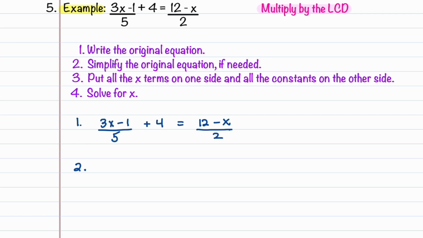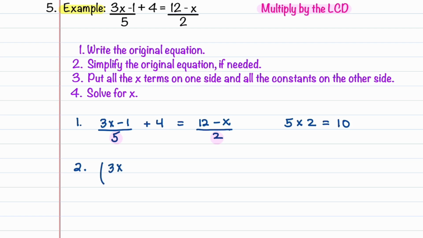Notice in this equation that we have a 5 in the denominator on the left, and we have a 2 in the denominator on the right. What we want to do is we want to get rid of those fractions. So we're going to multiply by a number that both 5 and 2 go into. So we're going to take 5 and we're going to multiply it by 2, and we get 10. So that means we can get rid of our fractions if we multiply both sides of our equation by 10. So let's go ahead and let's do that.